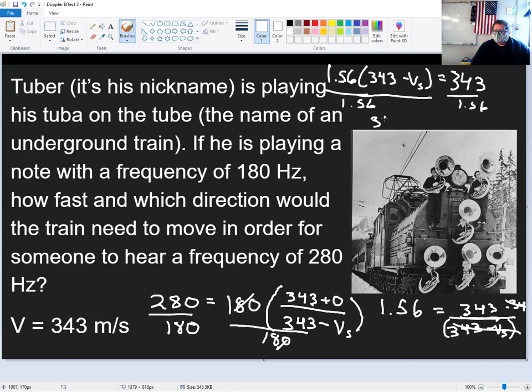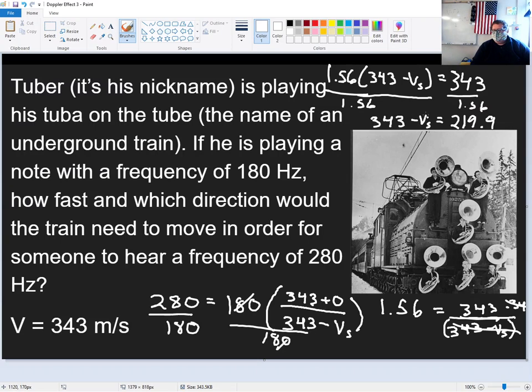Okay, I have 343 minus Vs equals 219.9. And again, I'm going kind of fast here. I apologize, but I don't want to run out of time. And this is on video, so you can always go back and look at it.